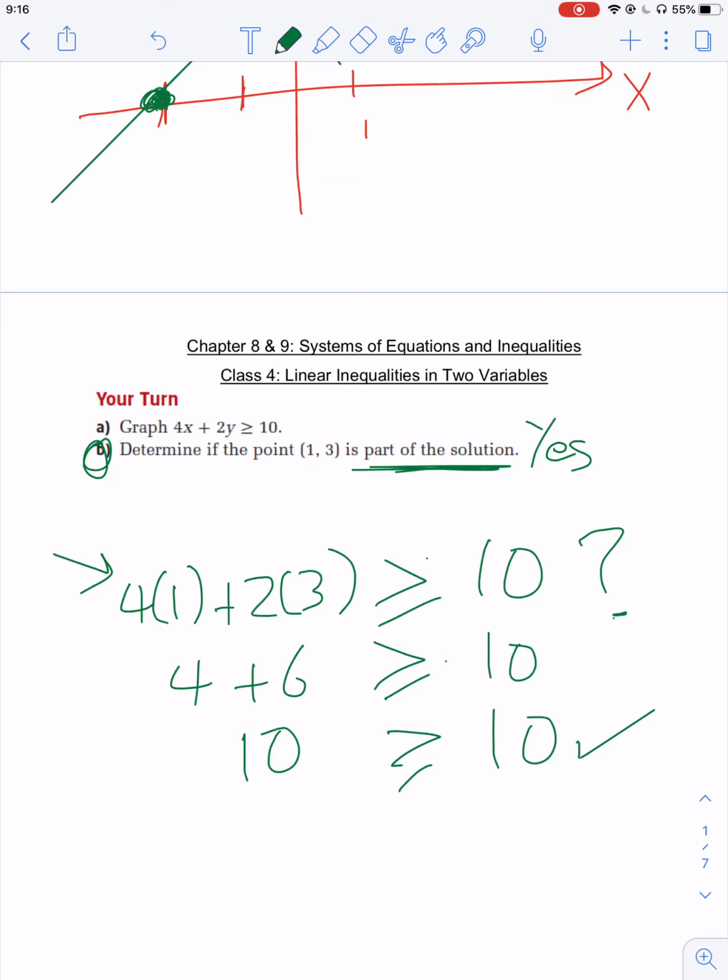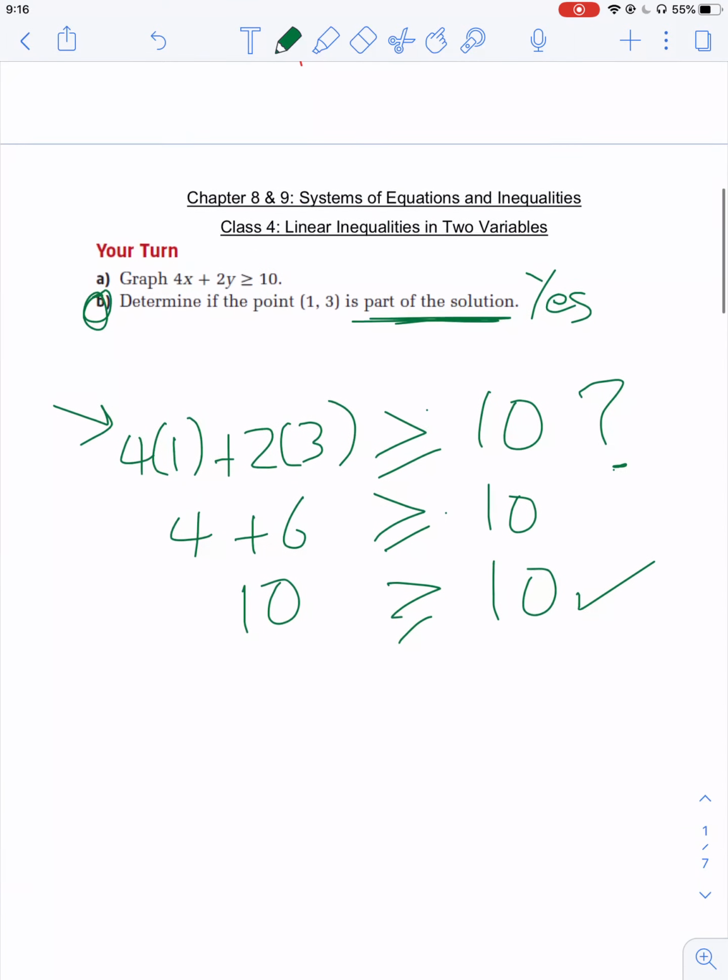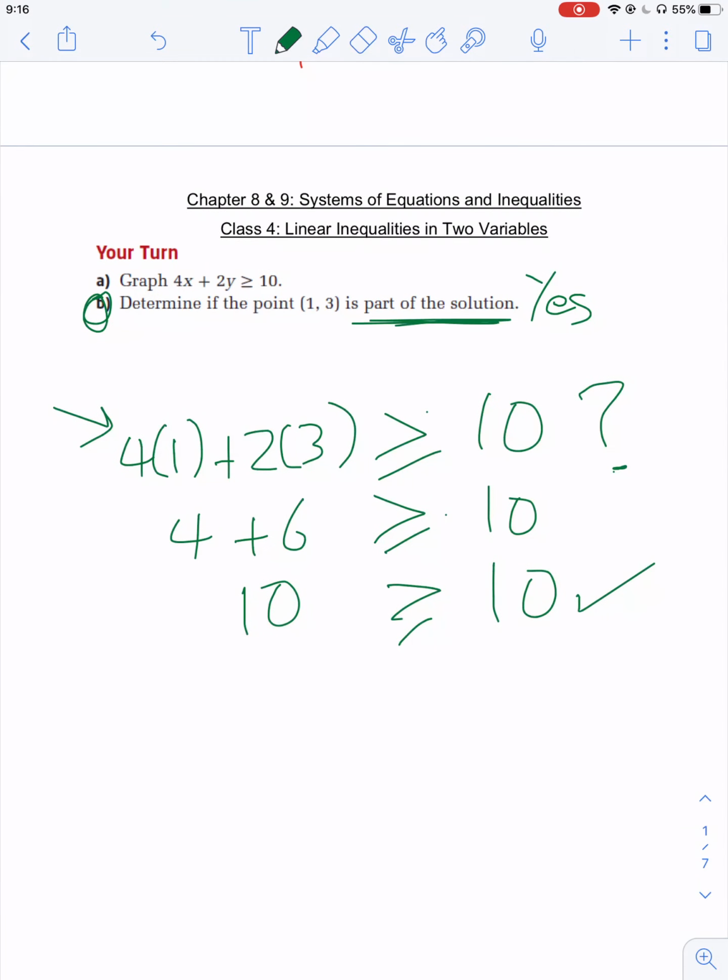Okay, so let's do part A. I might need a second page because I'm taking too much space, but that's fine. So let's do question A. Let's do this in red. It's hard to graph an inequality, so let's just focus on the equality. Let's change the question and graph 4x plus 2y equals 10. Then I'll show you how to use the equality to graph the inequality.